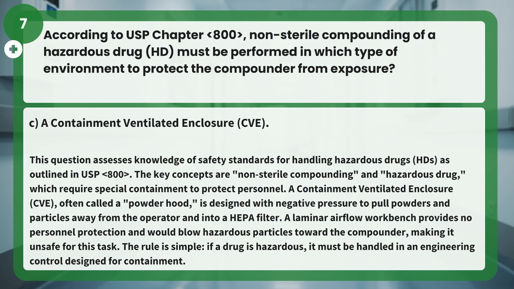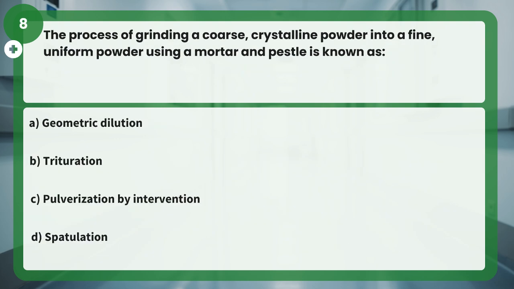A laminar airflow workbench provides no personnel protection and would blow hazardous particles toward the compounder, making it unsafe for this task. The rule is simple: if a drug is hazardous, it must be handled in an engineering control designed for containment. Question 8. The process of grinding a coarse, crystalline powder into a fine, uniform powder using a mortar and pestle is known as A. Geometric dilution. B. Trituration. C. Pulverization by intervention. D. Spatulation.